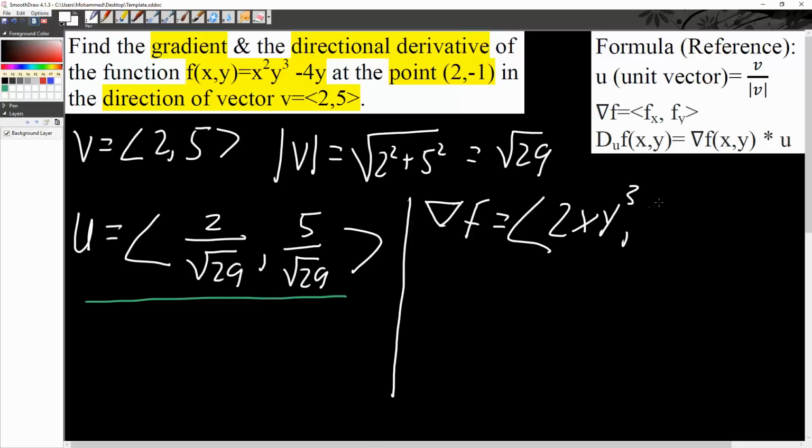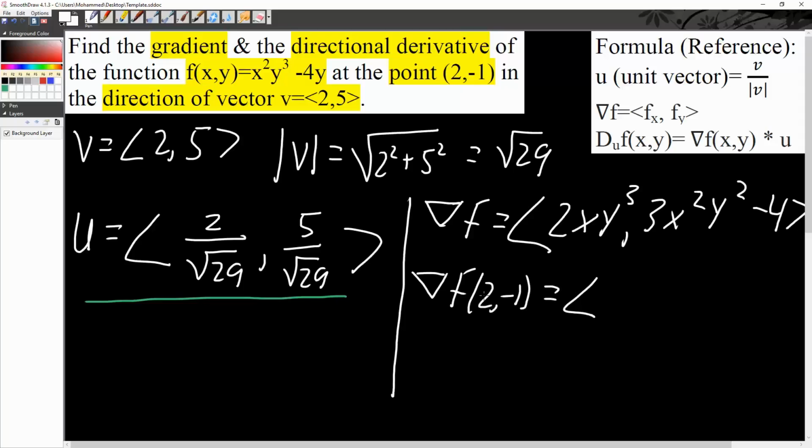Now we do fy. So we do the same approach. So this time it would be 3x squared y squared minus 4. And in this problem, we're given the point (2, -1). So we will say gradient f(2, -1) is equal to, all we're doing now is plugging in 2 for x and -1 for y. And when we do that, we would get <-4, 8>. And so, yeah, this is the gradient.